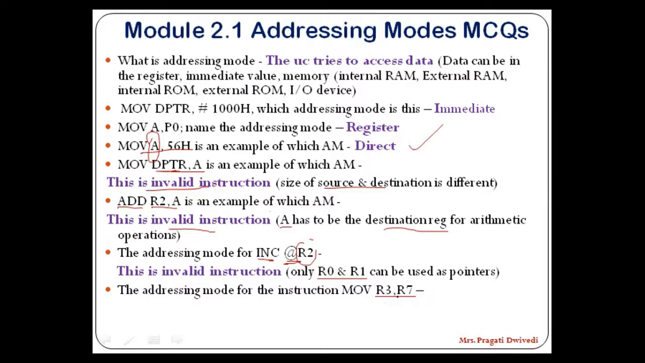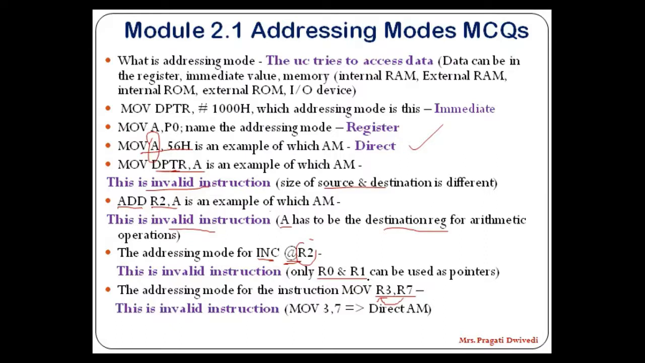You have to move the content of R7 in R3. Correct. So this is register to register, an example of register addressing mode. But this is again an invalid instruction. For this type of instruction, there is no opcode in 8051. Opcodes are decided by the manufacturers. We cannot design our new instruction. Whatever instructions are available, we have to use those instructions.